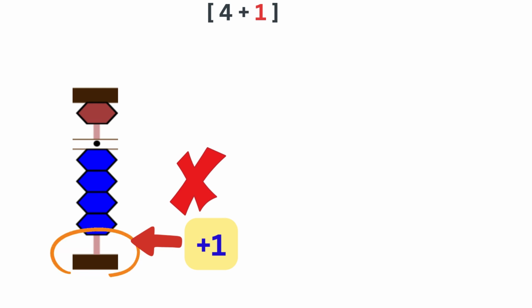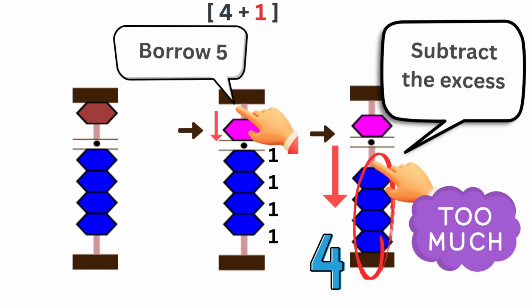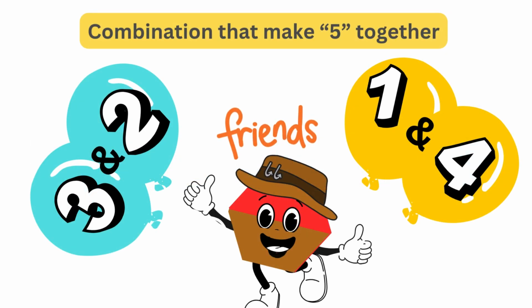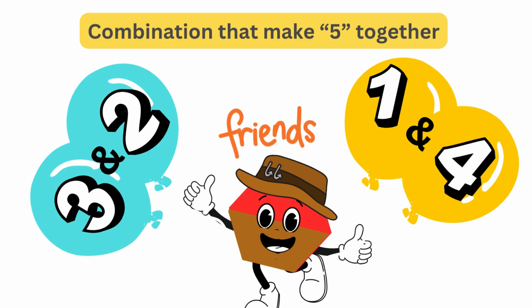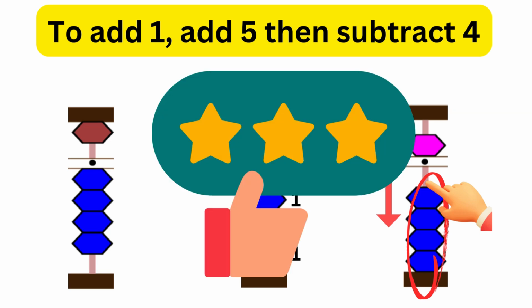For example, to add 1 when there are no lower beads left, we borrow the upper bead 5 and then subtract the excess, which is 4. This works because 5 minus 4 equals 1. Using the friend approach, we know that the friend of 1 is 4. Therefore, to add 1, we add the upper bead 5 and subtract its friend, 4. This makes the calculation much easier.